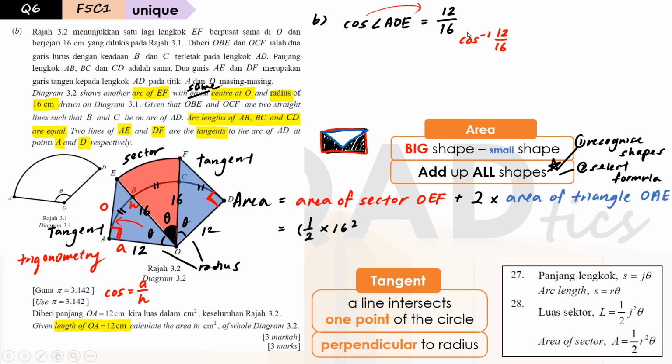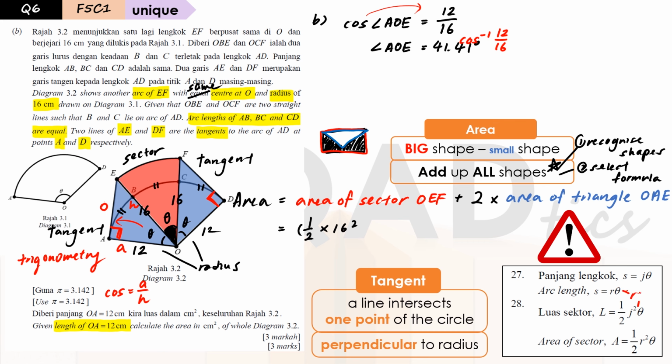Okay, so this is not pronounced as cos power of -1. This is called arc cos, ARC cos. Okay, so if we put this into the calculator, you will find out that the angle is 41.41 degrees.